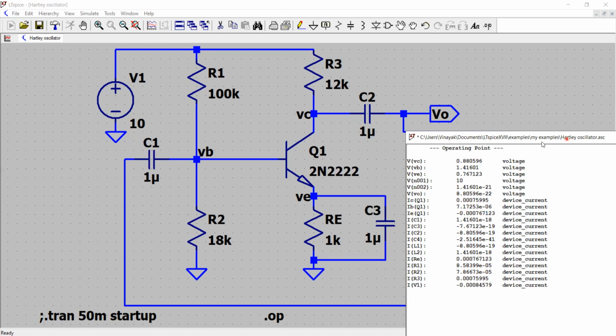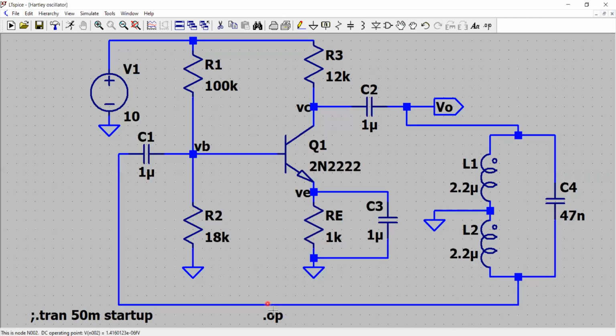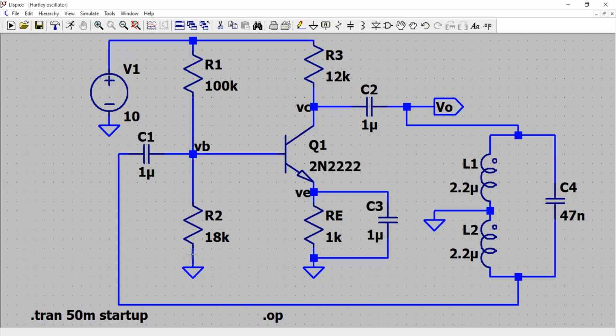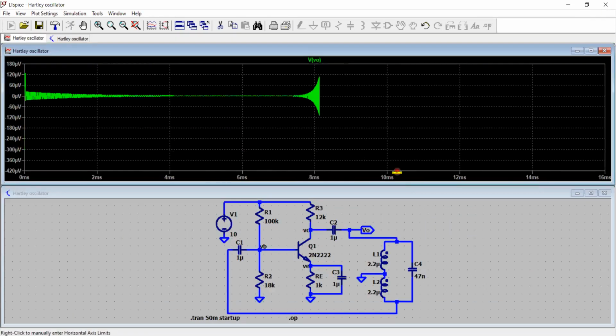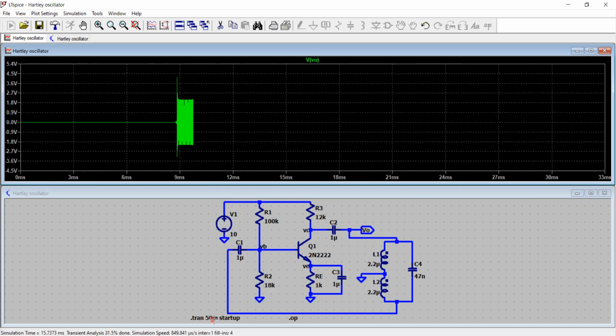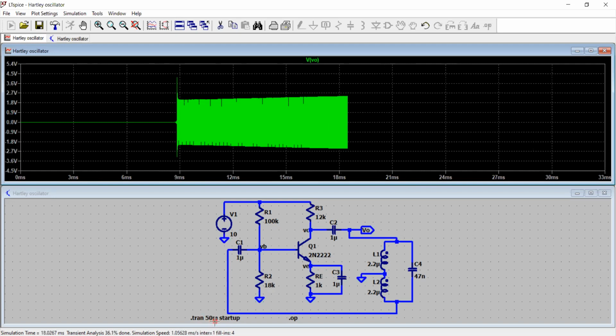So let us assume that we have finished this operating point, and now let me enable this one, that is .tran, and I will hit the simulation button, and we are running the transient analysis. Look at this now. I'm running the transient analysis for a 50 millisecond time period. Look at these sustaining oscillations.